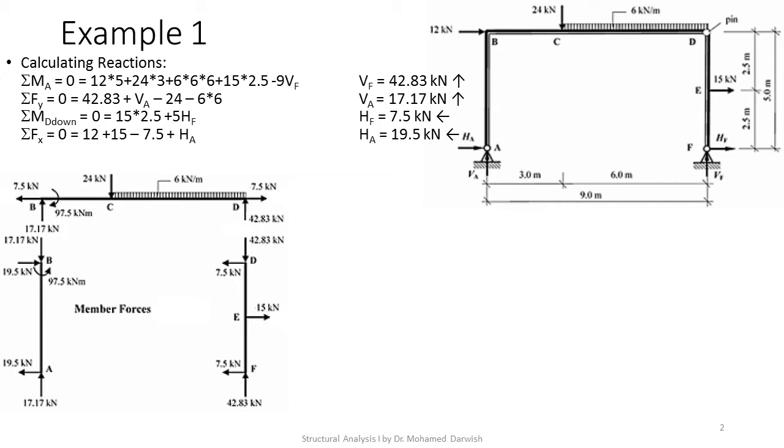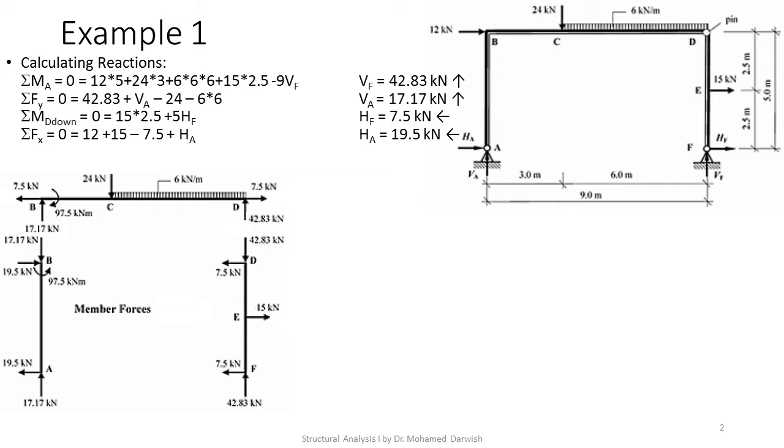So if we look at each of the members on its own and take a section at each joint, we will see the following. If we look at member AB and look down, we will find the axial force, the 17.17 kilonewton. So this is in compression. There's nothing else causing compression or tension other than this force. Then there is the horizontal reaction, the 19.5 kilonewton, and there is no horizontal force in between. So it is the same all over the member AB.